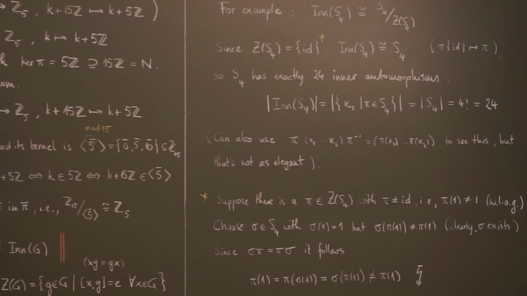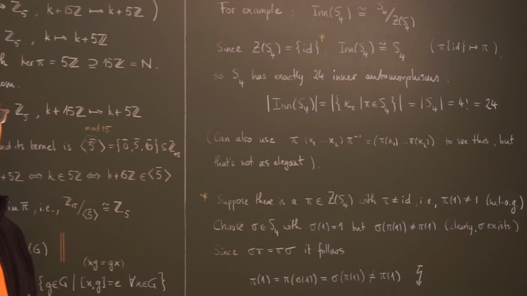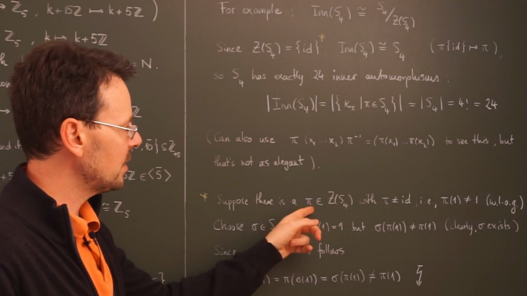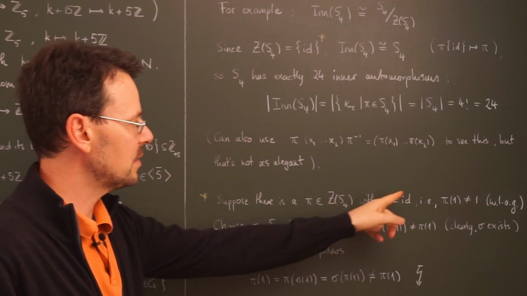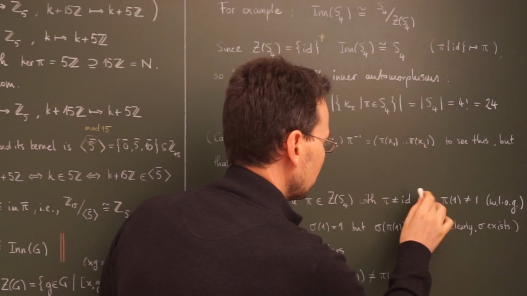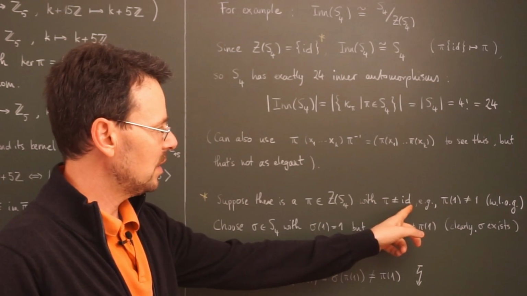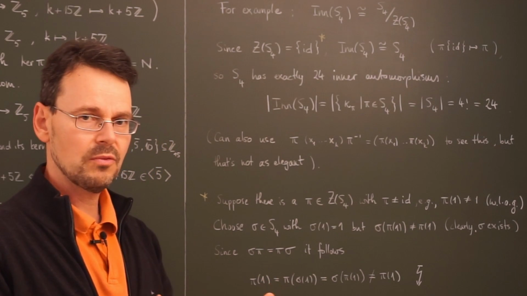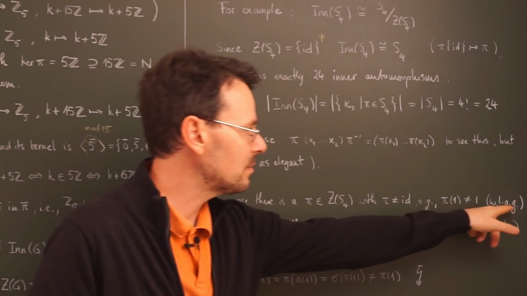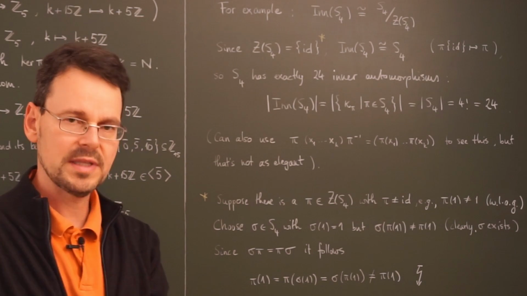Okay, now for the sake of completeness, why is the center of S4 trivial? Why does it only consist of the identical permutation? Well, suppose there is a permutation pi in the center of S4 that is not the identity. Now pi being not the identity means there is at least one number from 1 to 4 that doesn't stay on its place when pi is applied. So without loss of generality, I assume this is the number 1. So pi does not map the number 1 to itself.